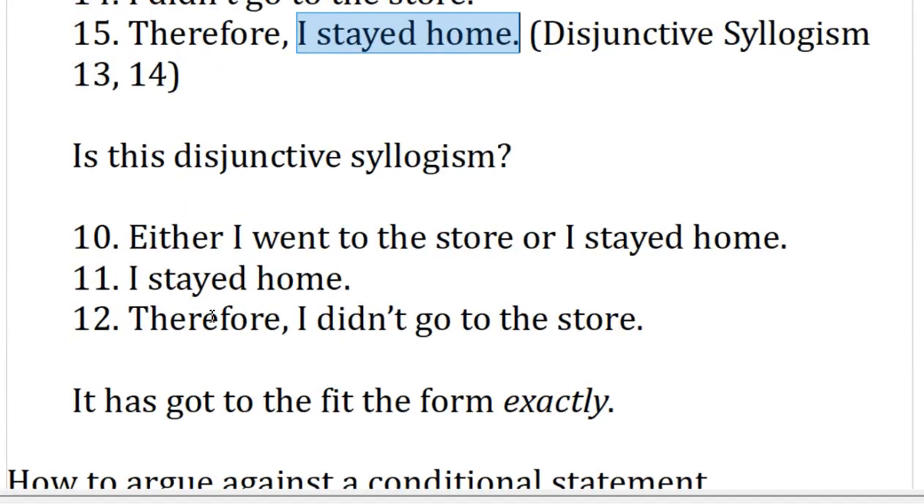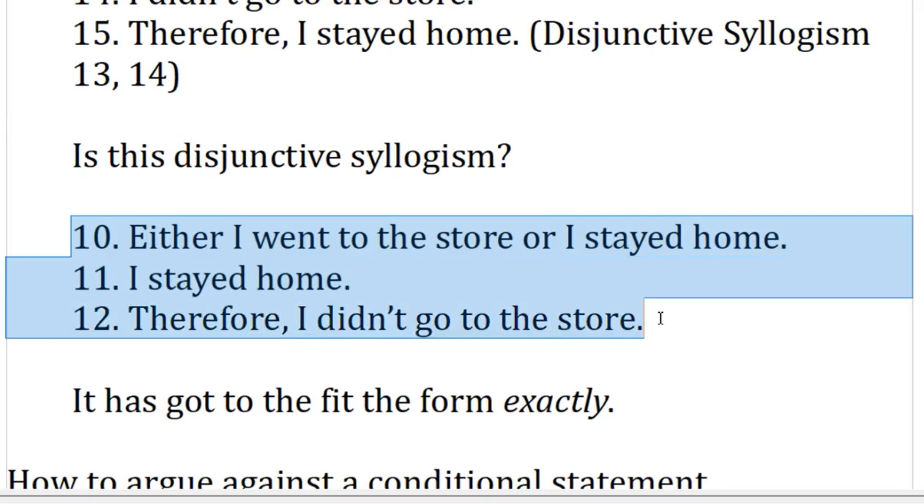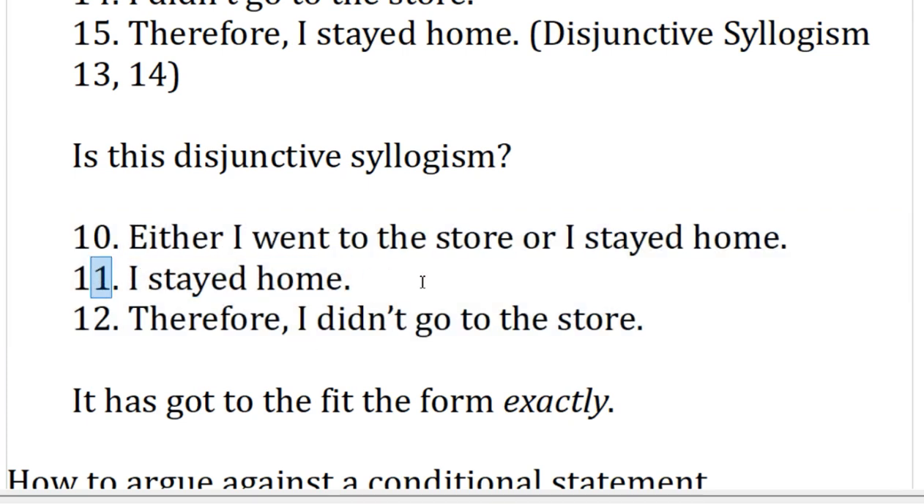So is this disjunctive syllogism? Either I went to the store or I stayed home. I stayed home, so I didn't go to the store. That is not disjunctive syllogism, because in your premise you always have to knock something out of the way. You have to negate something. You have to say that something is false. And in this case, the first premise is saying that something is true, and then the conclusion is saying that something is false. And that's not the way this rule goes. It has to fit the form exactly.